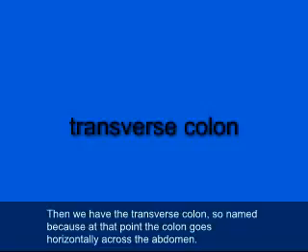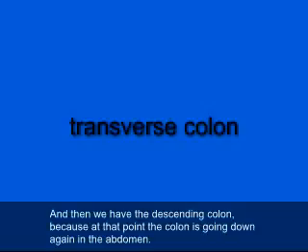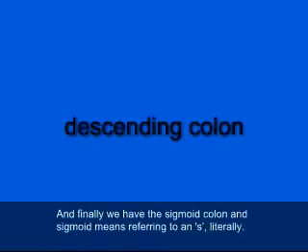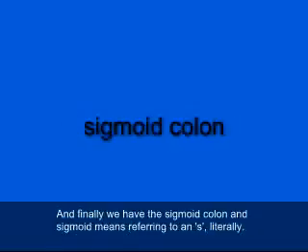Then we have the transverse colon, so named because at that point the colon goes horizontally across the abdomen. Transverse is spelled T-R-A-N-S-V-E-R-S-E. That means going across. Then we have the descending colon, because at that point the colon is going down again in the abdomen. D-E-S-C-E-N-D-I-N-G is descending.